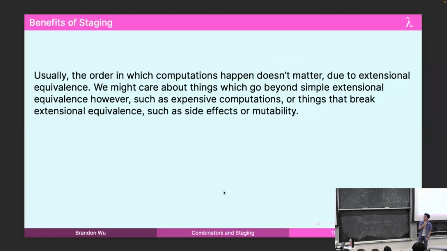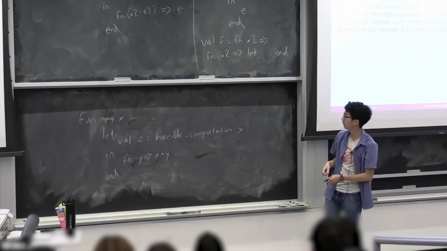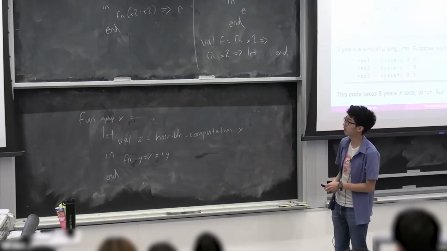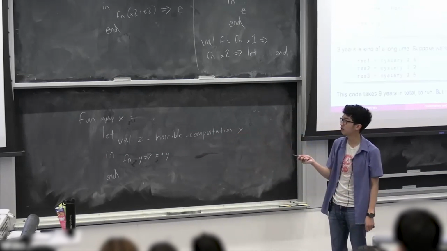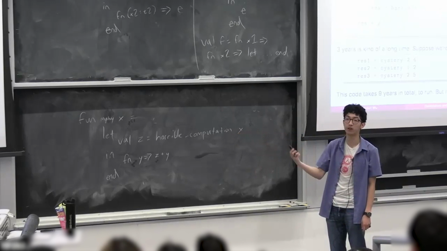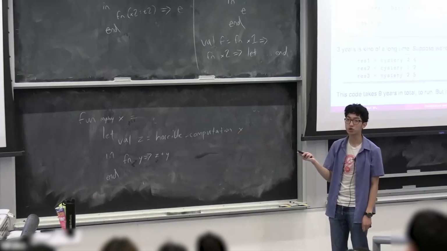A note I feel like I might want to address is, if you're really on top of the ball, you might say something like, oh, shouldn't a compiler notice that this horrible computation doesn't rely on y, and hoist it up out of the lambda, okay? Basically meaning that the compiler should be able to optimize that and do what we did manually here. That is true.